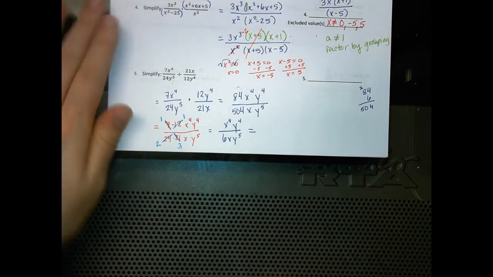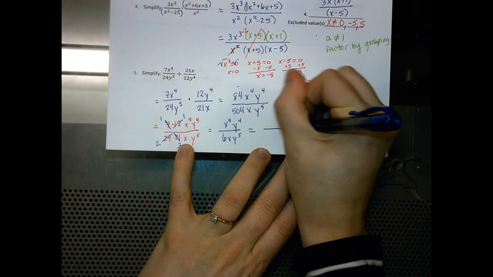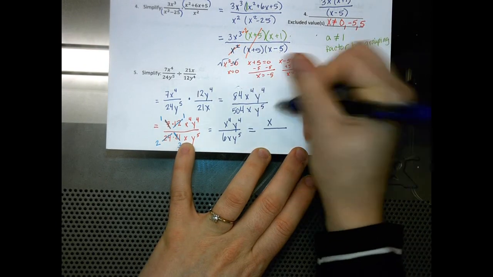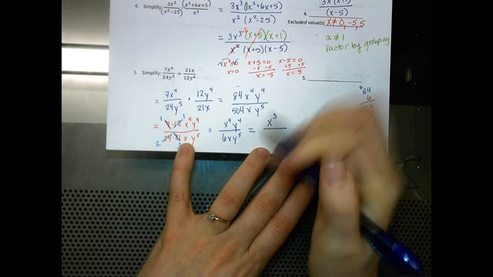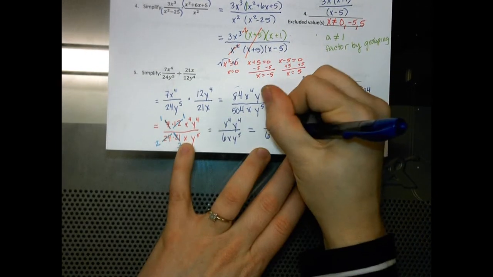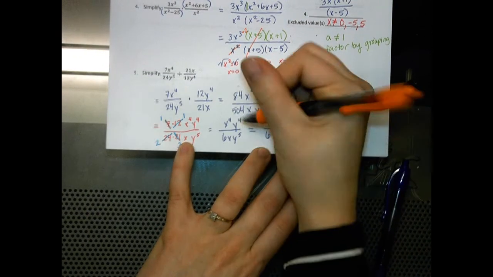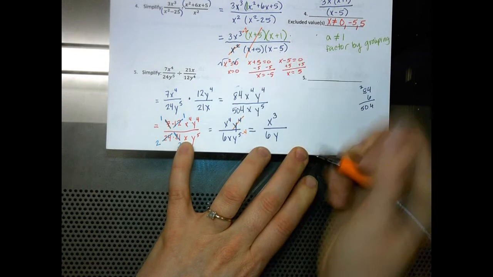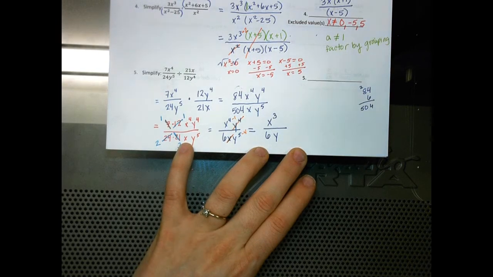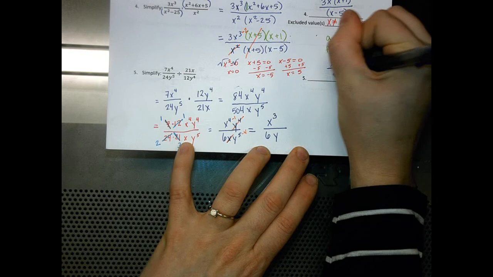What about my x's? Where do I have more x's at? On top, so the numerator. How many more in the numerator than in the denominator? 3 more. What about my y's? 1 more y in the denominator than I have in the numerator. So that would just mean I'm subtracting these 4 there. And this one, I'm subtracting from here. So my final answer is x cubed over 6y.